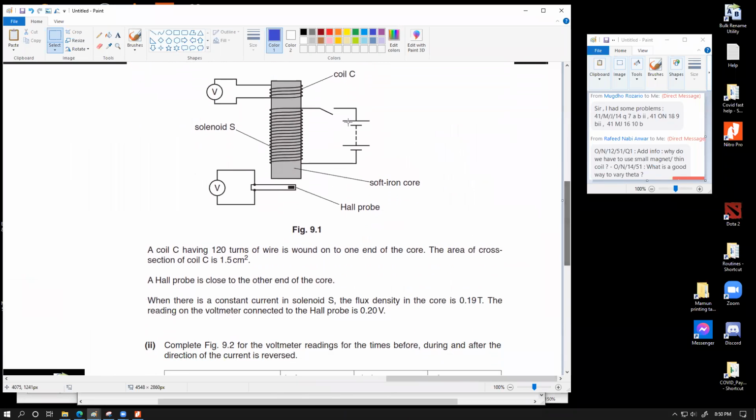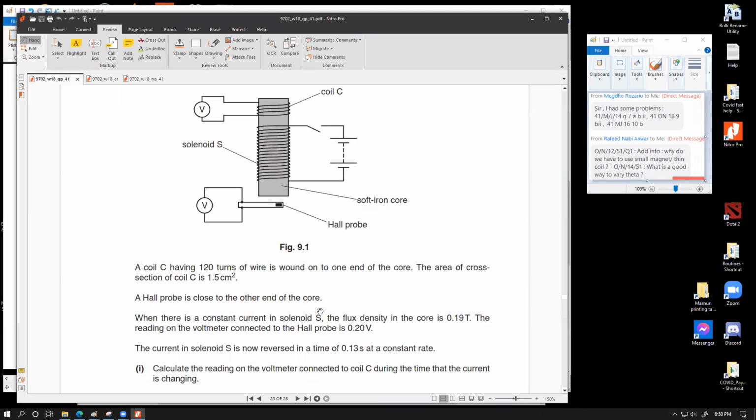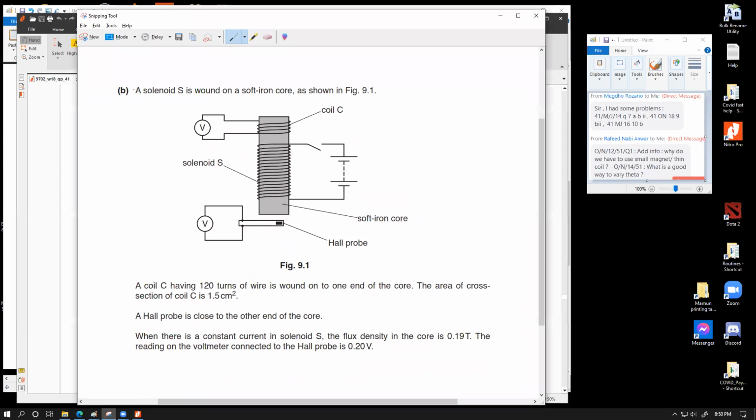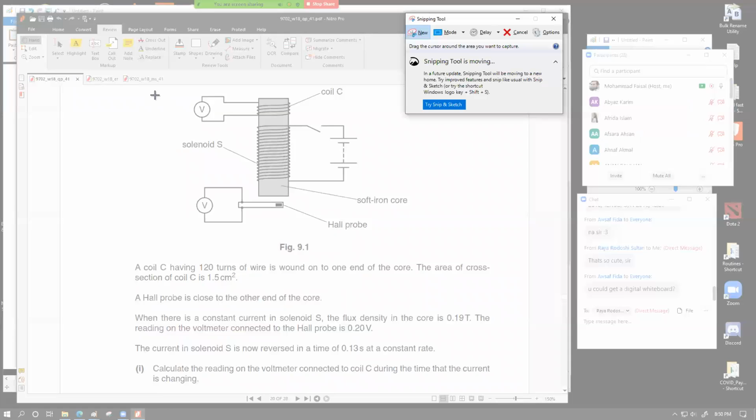So the question is this. Did I miss anything? Yes, I missed out this line. The current in the solenoid is now reversed within a time of 0.13 second. Why did I miss this? I am stupid.